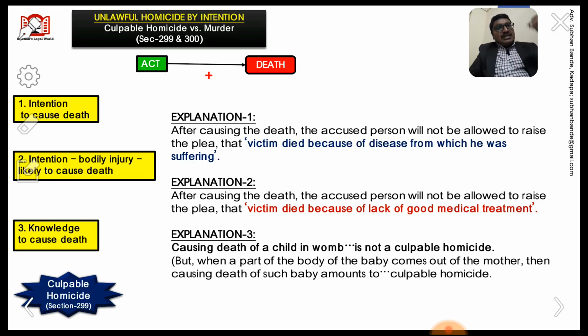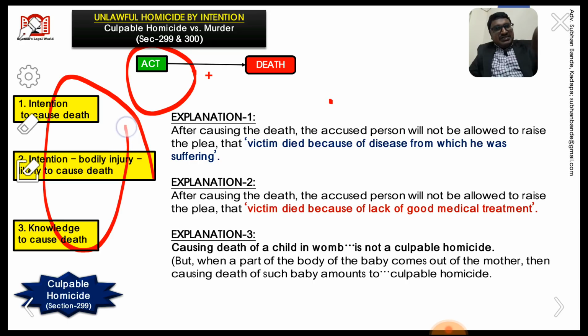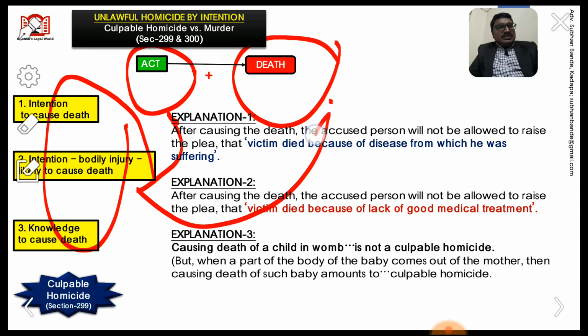There must be some act, the act may be commission or omission, that must result in the death of another human being. Here there is an actus reus, there is a result. Then what about the unlawful intention? The intention. Here let us see the mens rea. There must be an act, there must be some mens rea, there must be some result. An act with mens rea that results in death becomes a homicide.